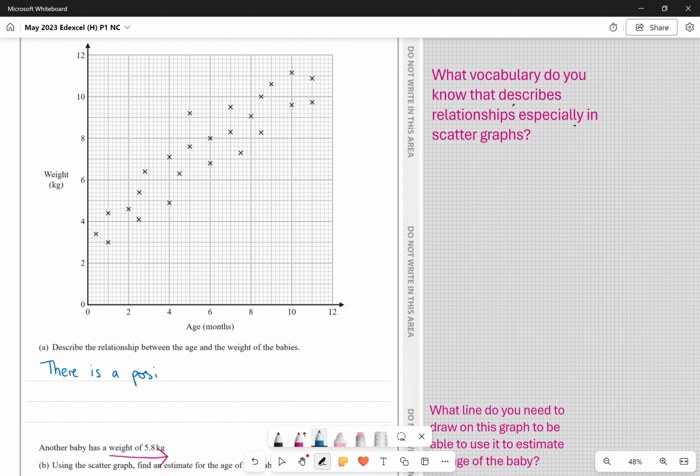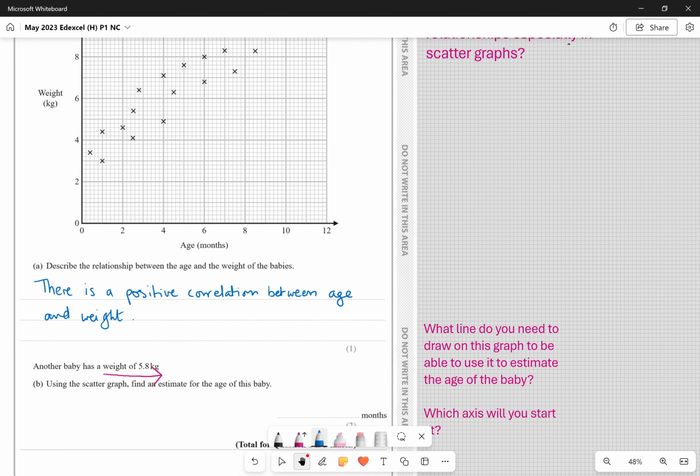Positive correlation between age and weight. Okay, let's move on to the next part.